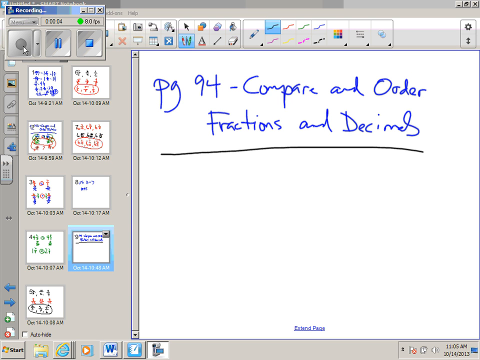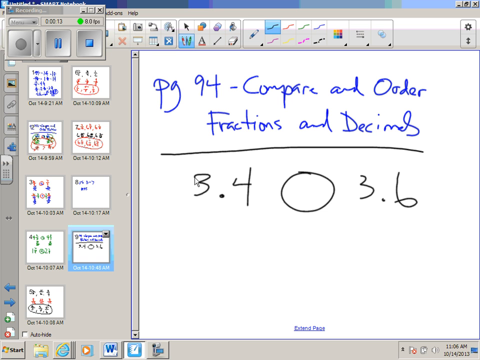Compare and order fractions. When they say compare, it'd be something like this. If we had comparing like this, 3.4, 3.6, or 3 and 4 tenths, 3 and 6 tenths. So it's 3.4, 3 and 4 tenths would be what? Less than 3 and 6 tenths. Okay? So we would say that would be less than.